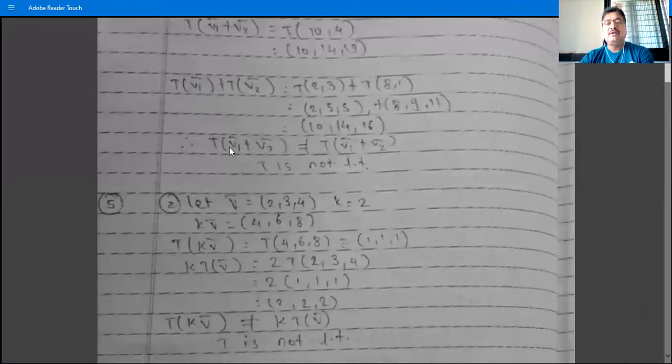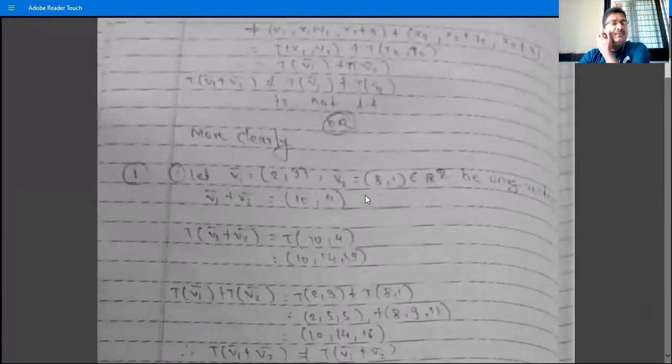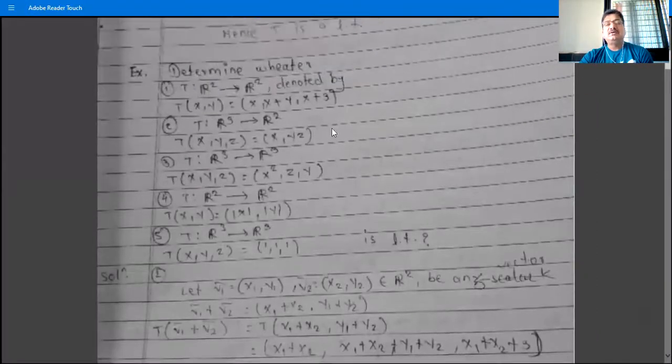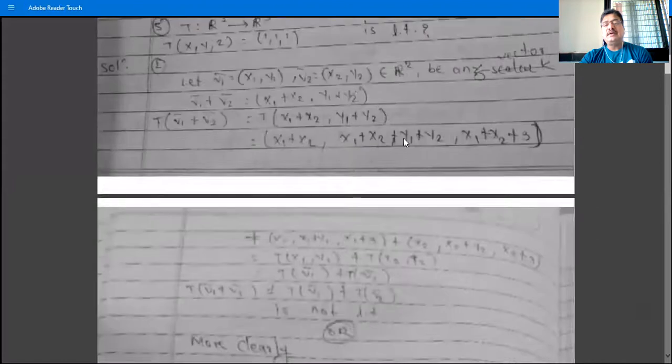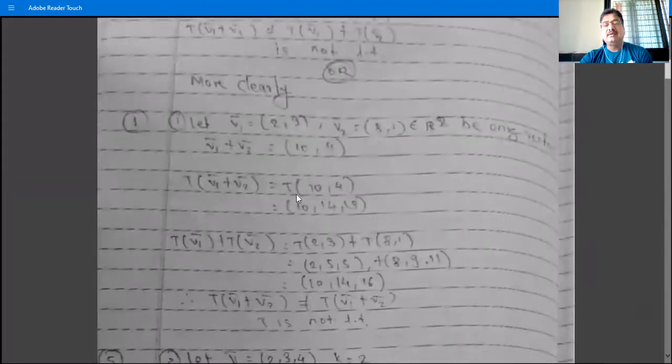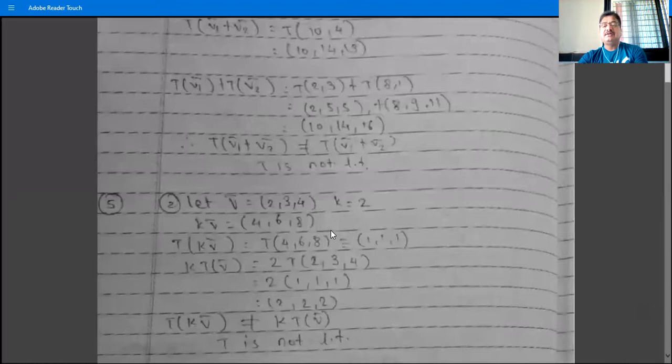We have to write T of V1 plus V2 is not equal to T of V1 plus T of V2, and therefore T is not a linear transformation. So we can prove that condition 1 fails for example number 1 in two ways, either by this way or by giving the counter example. But I think the counter example method is a powerful, easy method.